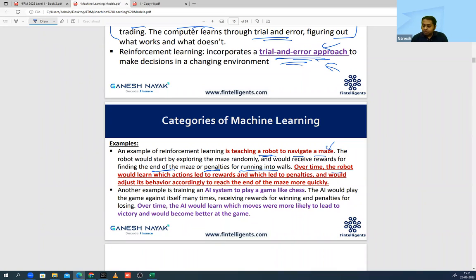Over time, the model would learn which action will lead to a reward. Reward could be anything. For a robot, it can be that you have reached the end point, or you have come out of that maze. And gradually he will realize the process of doing better. That behavior change will help him to do the activity very fast.